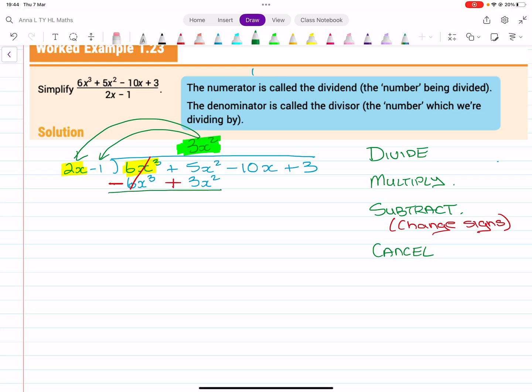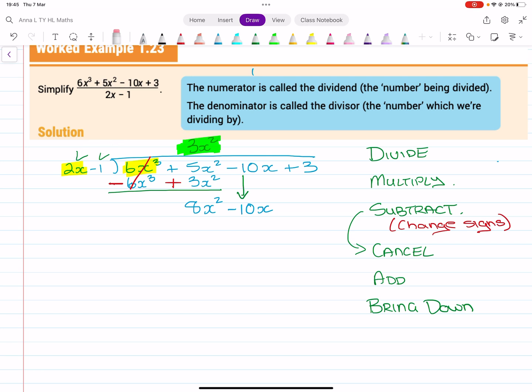And then you add. So in this case, it is 5x squared plus 3x squared, which is 8x squared. And then to finish off, you bring down. So you bring this down, and it joins the 8x squared. Then we go back up to the top.